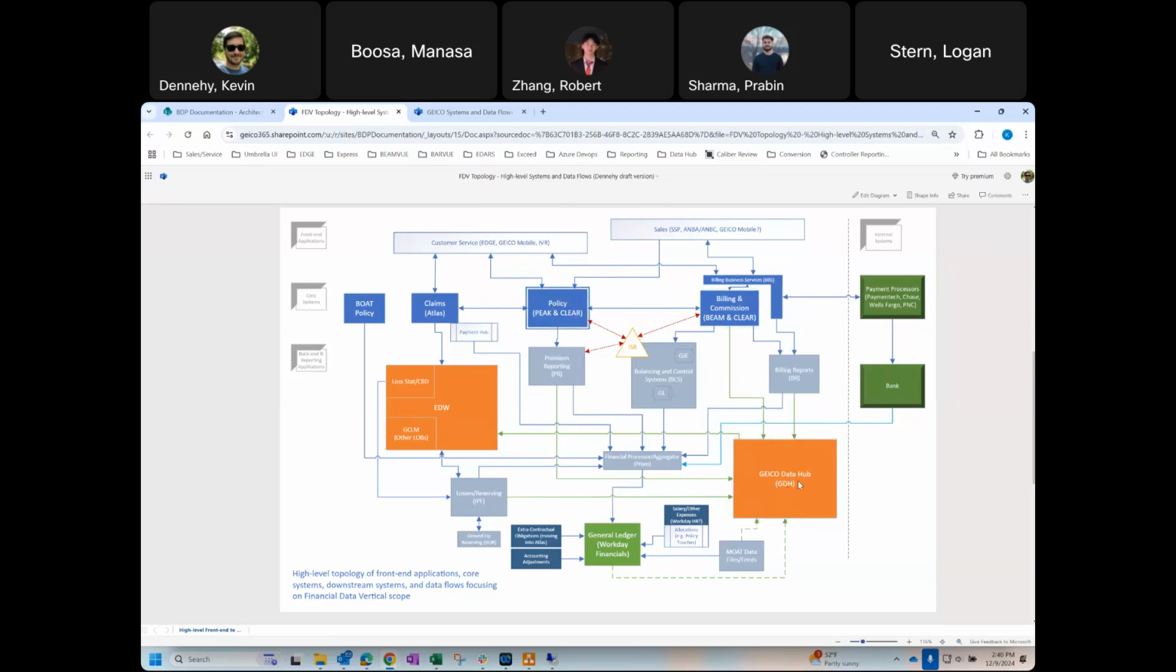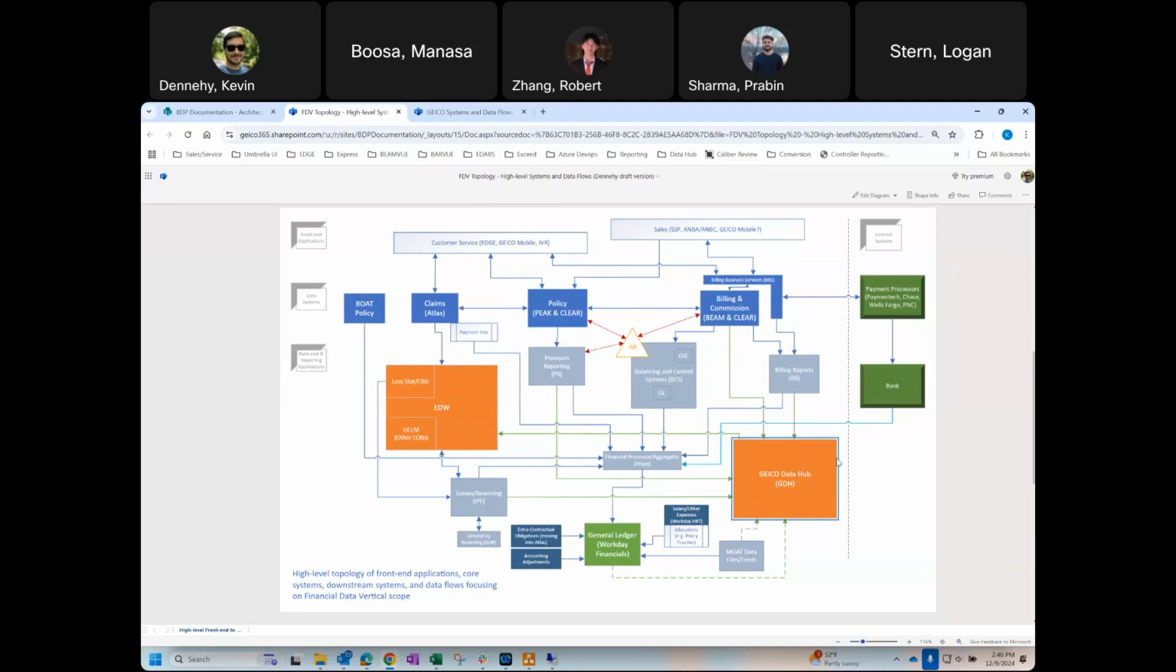The data comes into different raw zones within Data Hub, and then it gets transformed and matured through the conform layer and finally into our presentation layer, which is really where we expose the data to our end users more so.